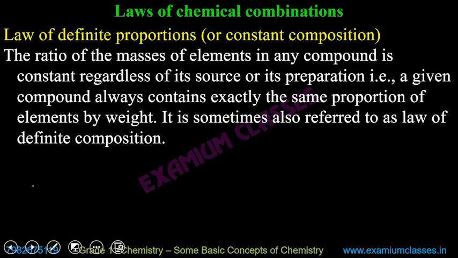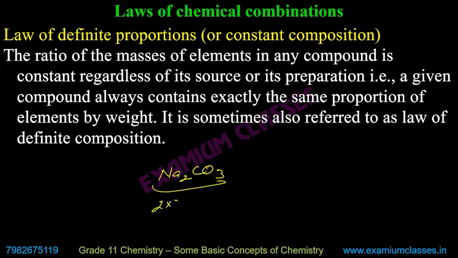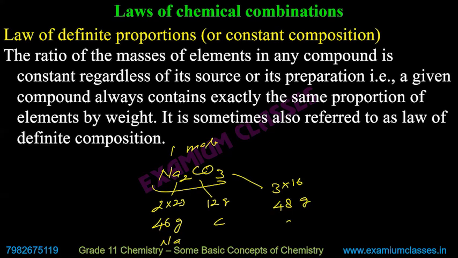Law of definite proportion or constant composition. So it can appear with any name. Definite proportion or constant composition means the amount of the elements in a compound is always the same. So if I say Na2CO3, in 1 mole there will always be 2 into 23, that is 46 grams of sodium. There will always be 12 grams of carbon. There will always be 3 into 16, 48 grams of oxygen.